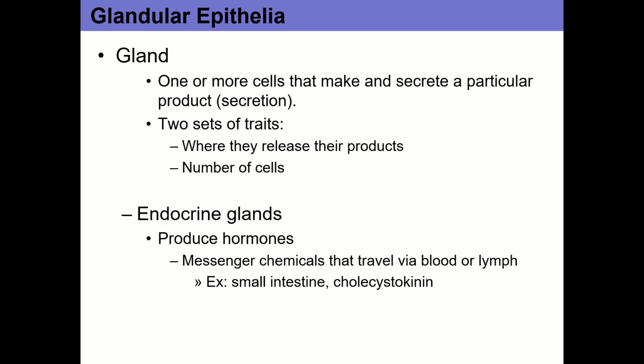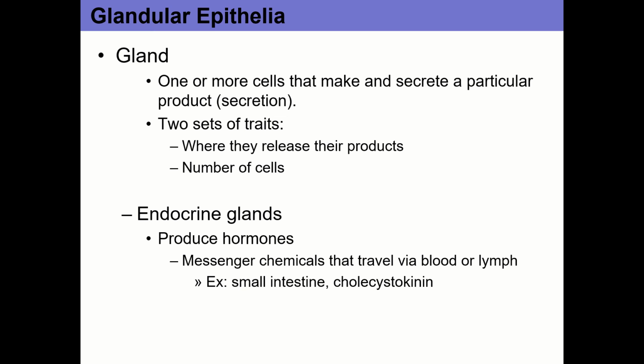Because CCK travels in the blood, it's also received by the pancreas and the liver. The liver produces bile, which is involved in breaking down fats, and the pancreas produces pancreatic juice, which is also involved in breaking down fats. When the liver and the pancreas receive that chemical messenger, that CCK, they release bile and pancreatic juice to help in the digestion process. So that's the way those work.